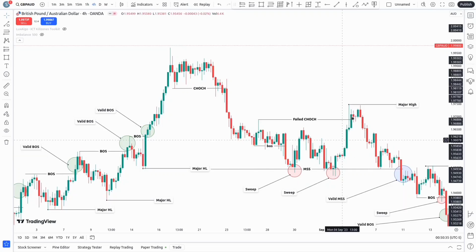The market comes here, breaks this level. This is a change of character, but it's a failed change of character. That is why I always say trading in the direction of the major trend is extremely important. So it's an invalid change of character. So remember, this remains our major high here.